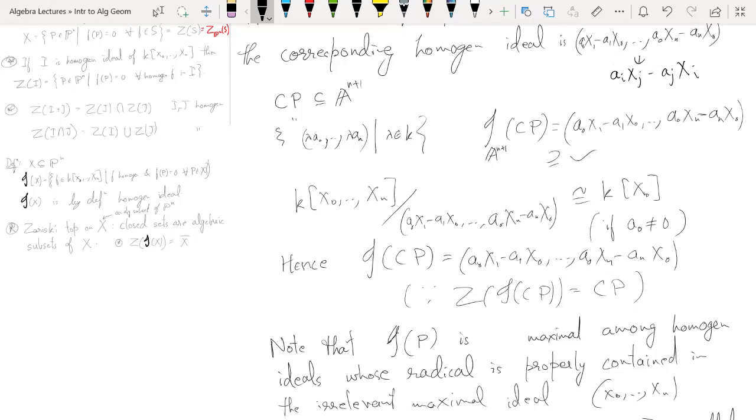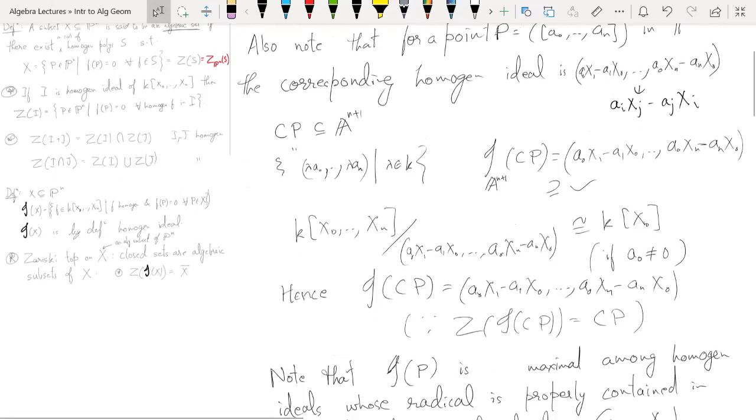Okay, because you just look at it: a0x1 - a1x0 vanishes at (λa0, λa1, ..., λan), and so on. These just cancel out. So this containment is okay. Now I just want to prove the equality.